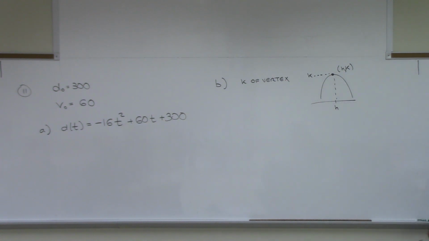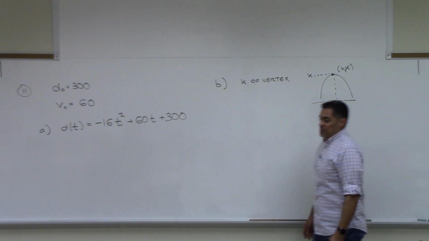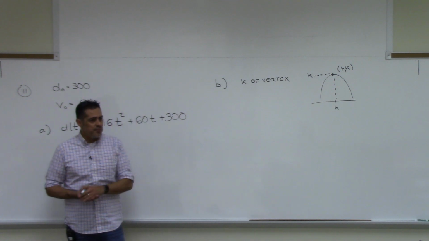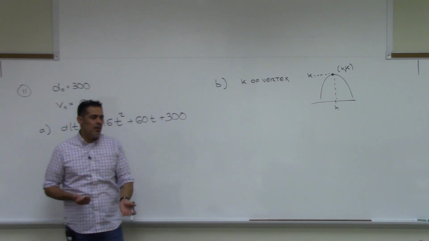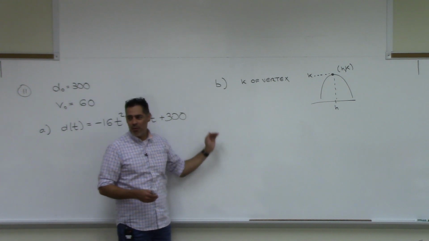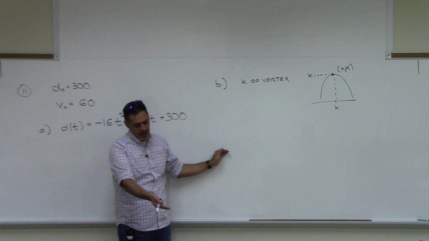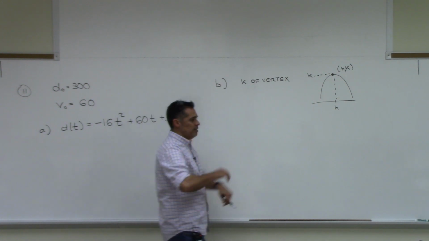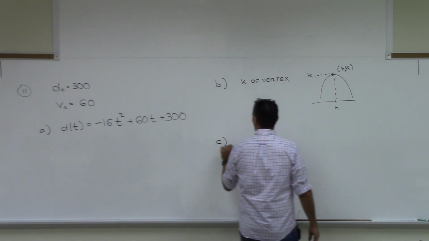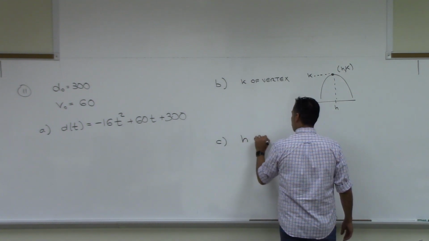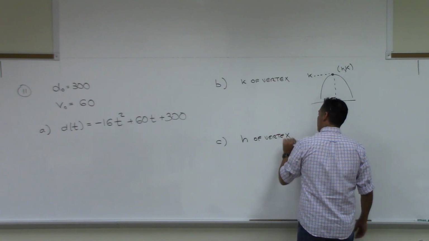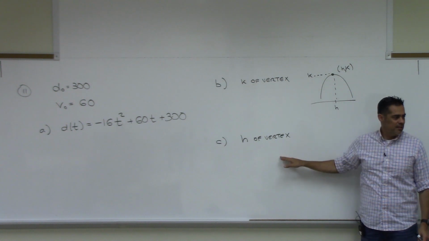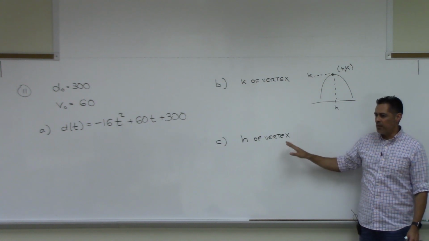So go ahead. Will we still need to get H? Yeah, so you can't get K until you have H. I mean, that's the way the vertex works. You have to get H before K. So even though part B comes before, part C asks what? When does it reach its maximum height? When, right? So that's actually asking for what? The H of the vertex. So you cannot answer part B until you've answered part C, which is almost like I'm trying to trick you a little bit, right?